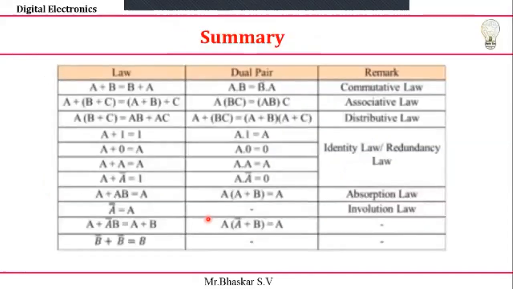Okay, so finally we can summarize all the things. It's very simple, but next to solving the problems or reducing the Boolean expressions, these formulas are essential. So let's check it out. A plus b is nothing but b plus a, or a dot b is nothing but b dot a, or a plus b plus c, and similarly a plus 1 is nothing but 1, a plus 0 is nothing but a, a plus a is nothing but a.